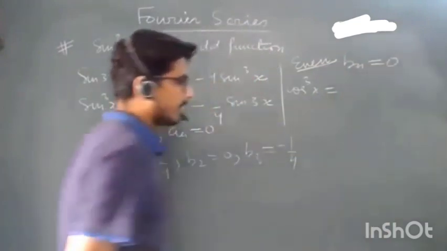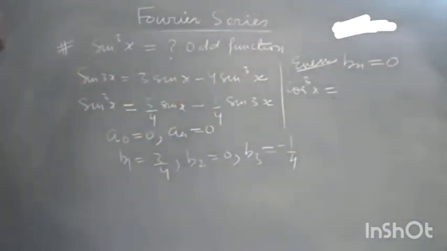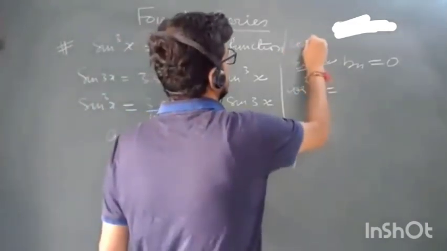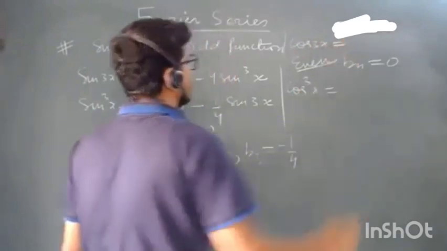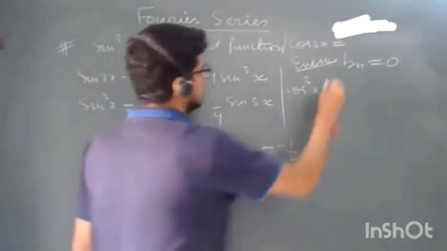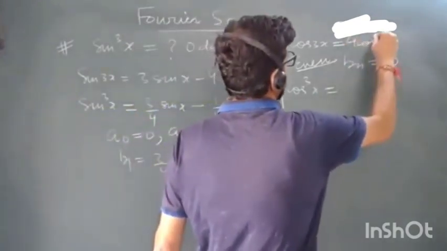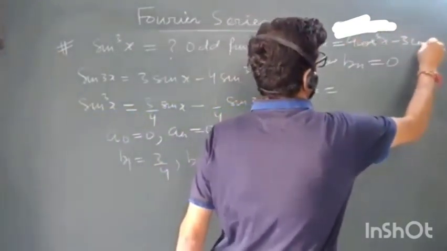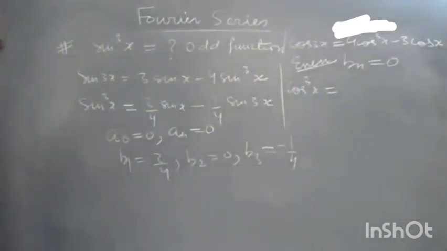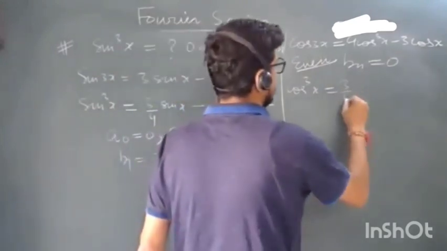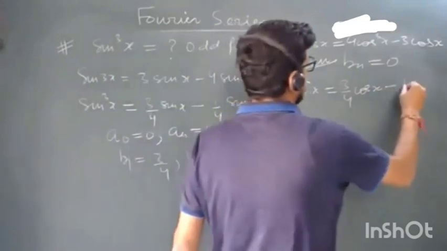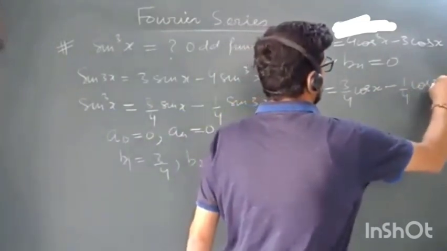Can anyone tell me what the formula is? What is cos cube x? Tell me, what is cos 3x? Cos 3x is 4 cos cube x minus 3 cos x. So tell me, what is cos cube x? It is 3 by 4 cos x plus 1 by 4 cos 3x.